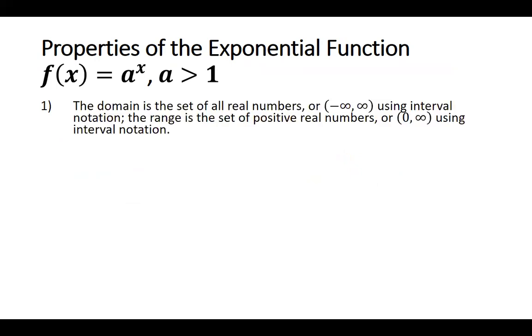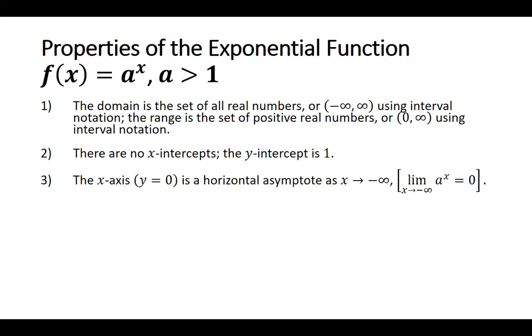Well, let's look at the properties of the exponential function f of x is equal to a to the x, if a is greater than 1. The domain is the set of all real numbers, or negative infinity to positive infinity, using interval notation. The range is the set of positive real numbers, from 0 to infinity, exclusive, using interval notation. There are no x-intercepts. The y-intercept is 1. The x-axis, y equal to 0, is a horizontal asymptote as x approaches negative infinity.